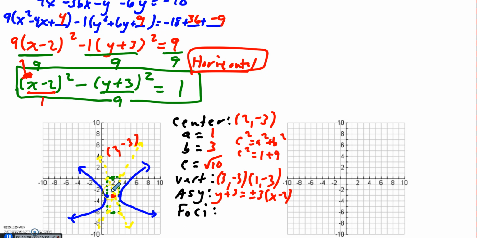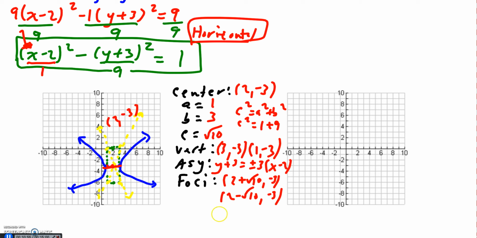My foci, because it is horizontally based here, we're looking left and right. And the coordinate, again, is 2, -3. So my x is changing. So it would be 2 plus the square root of 10, -3, and 2 minus the square root of 10, -3. So those values would really be at 5.16, -3, and -1.16, -3, which would be about here and about here.